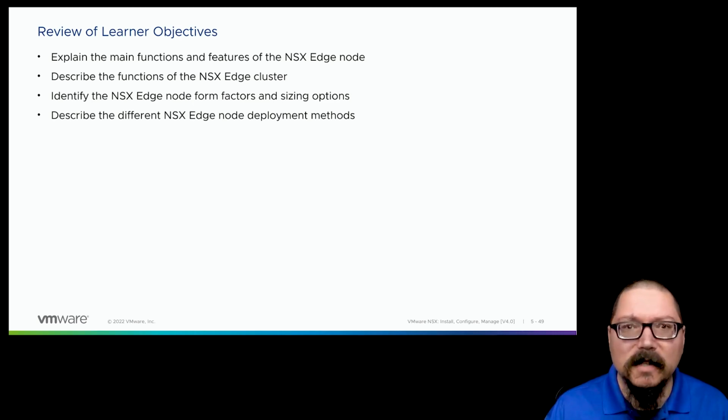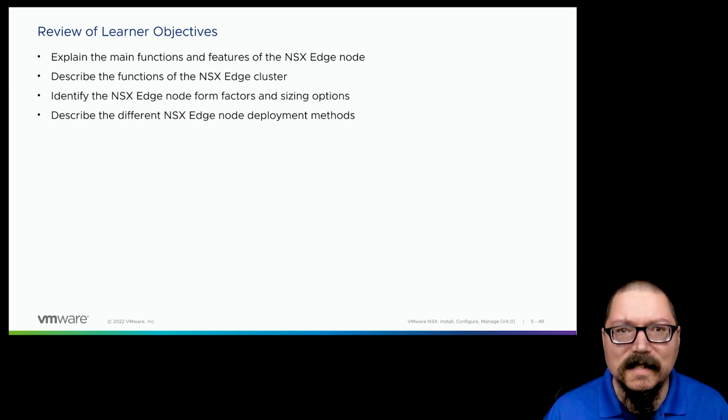Now, what did we do? We talked about our edge nodes and what they are. We talked about bare metal and virtual edges. We talked about building our edge clusters and sizing our edge nodes for different uses. So, that's our edge nodes. That's our edge clusters. If you come back and watch the next video, we're going to talk about configuring our tier 0 and our tier 1 gateways now that we have edge clusters to work with. Can't wait to show you that.